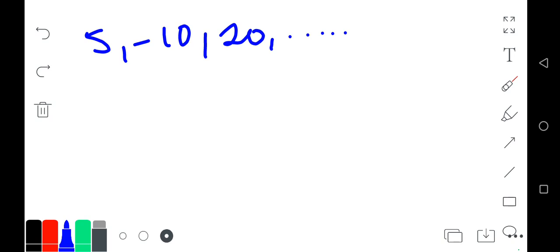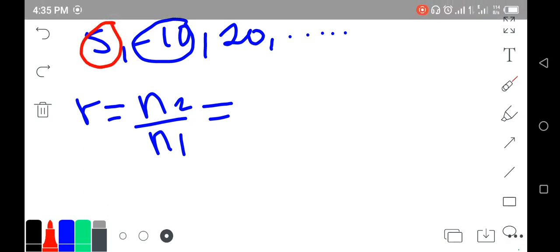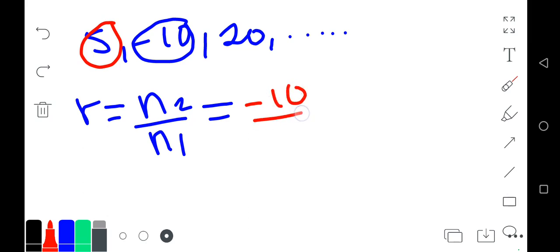If it is a GP, then we can simply find the common ratio between these numbers. So you can say the common ratio equals the second term divided by the first term. In this case, your second term is -10 and your first term is +5. So you're going to say -10 divided by 5, and this will give you -2. So this is your common ratio.